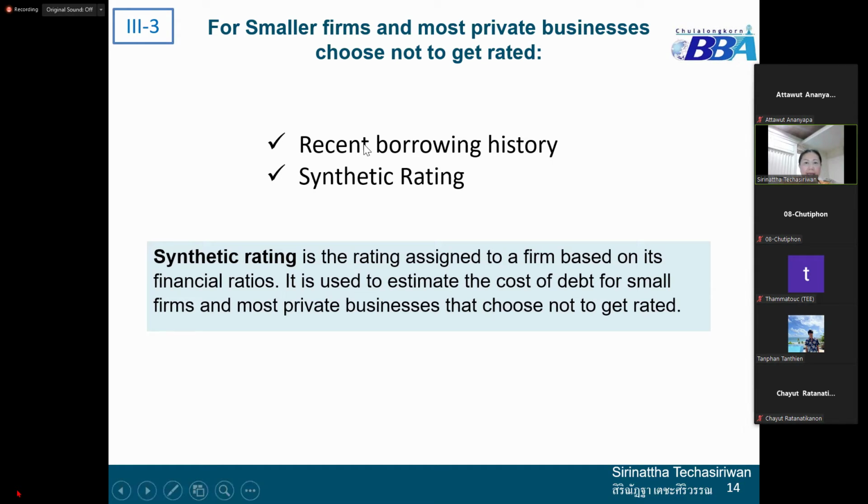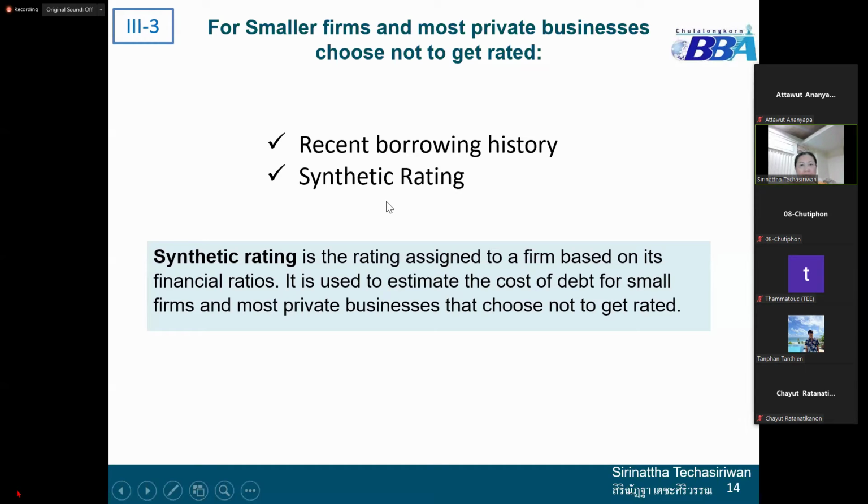Okay. In the case that the company has recent borrowing history, as I explained before, you can look at the recent cost. But if the company borrowed a long time ago, that's historical cost. You cannot refer to that as the cost of debt. You need to try to estimate a credit rating for a company. So it's called synthetic rating.